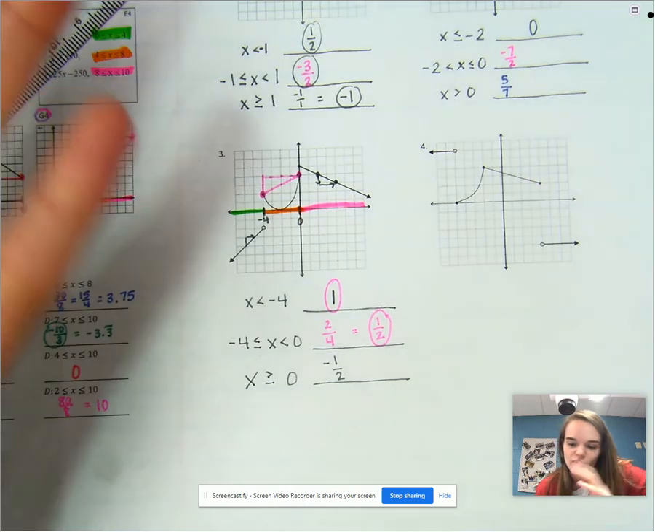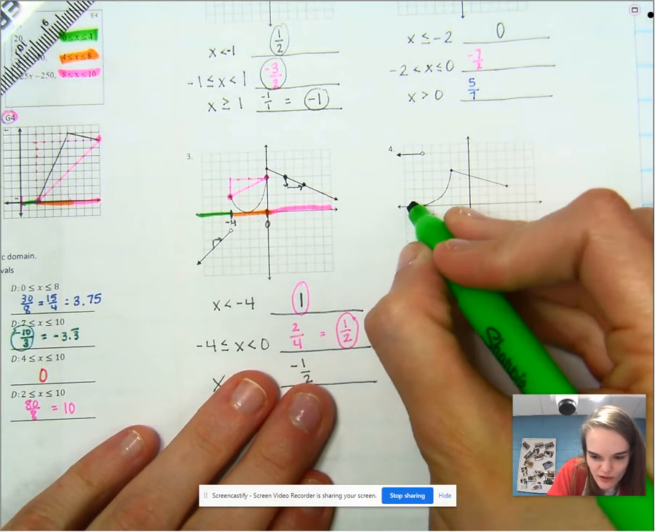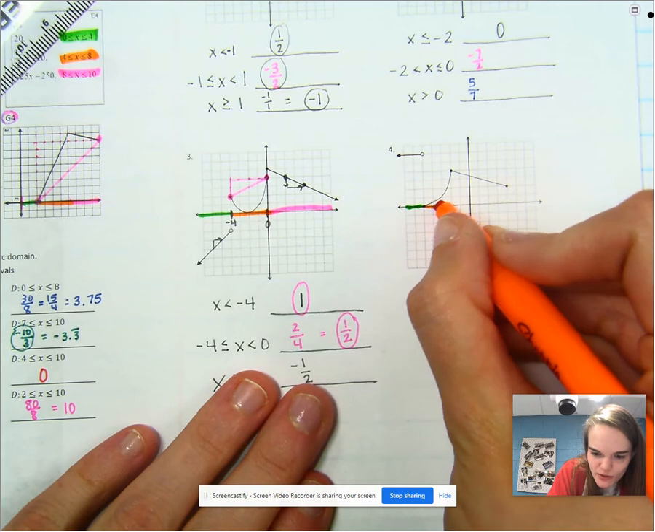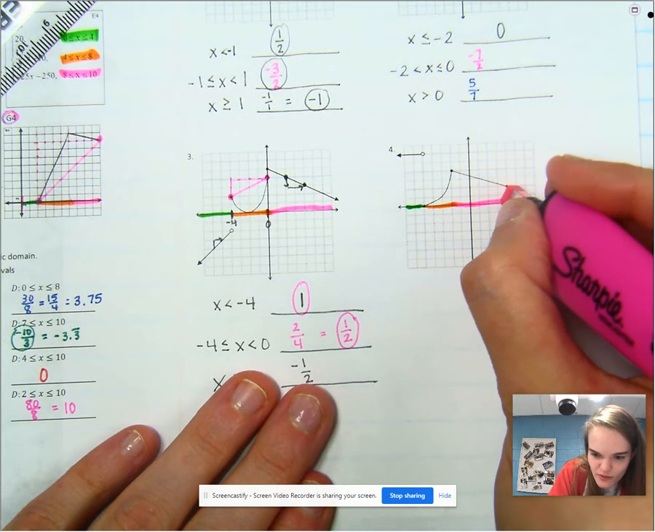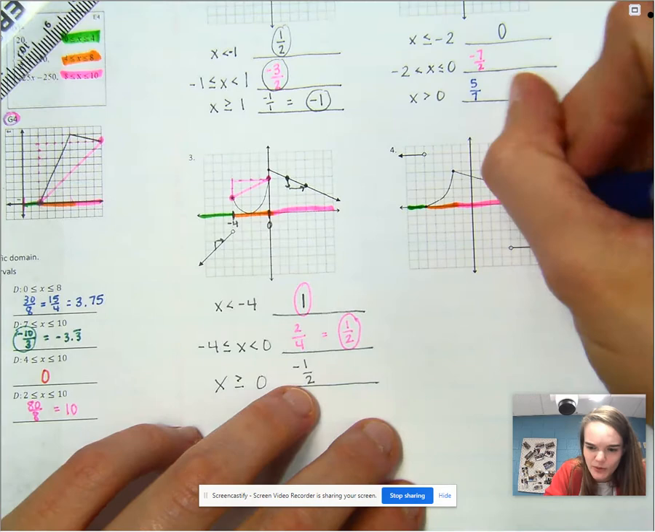Okay, you should have paused it. You should have done number 4. If you didn't, we're doing it now. I've got more than one piece. I've got more than 3 pieces. I've got 4 pieces. Which means I'm going to need another color. Just boxed in blue here, right here.